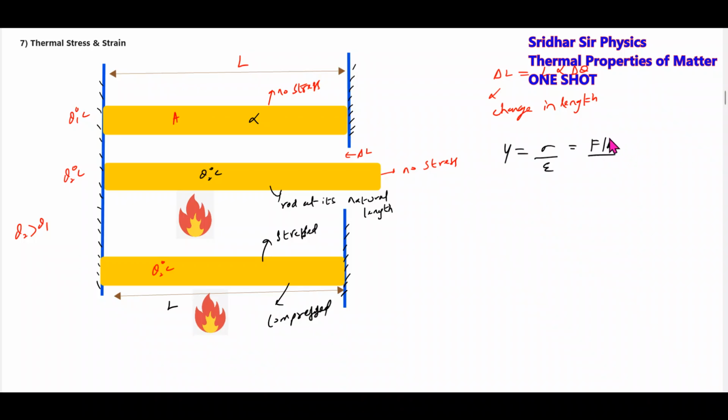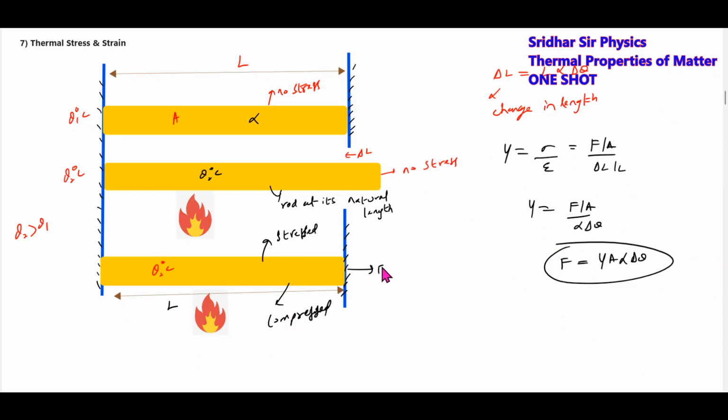Stress will be F by A. What do you mean by strain? Delta L by L. So Y equals F by A divided by delta L by L, and delta L by L is alpha delta theta. F equals YA alpha delta theta. This will be the force. A force will be exerted by whom? By the rod on the wall, and by the wall on the rod. There's a force exerted by the rod on the wall, and by the wall on the rod.